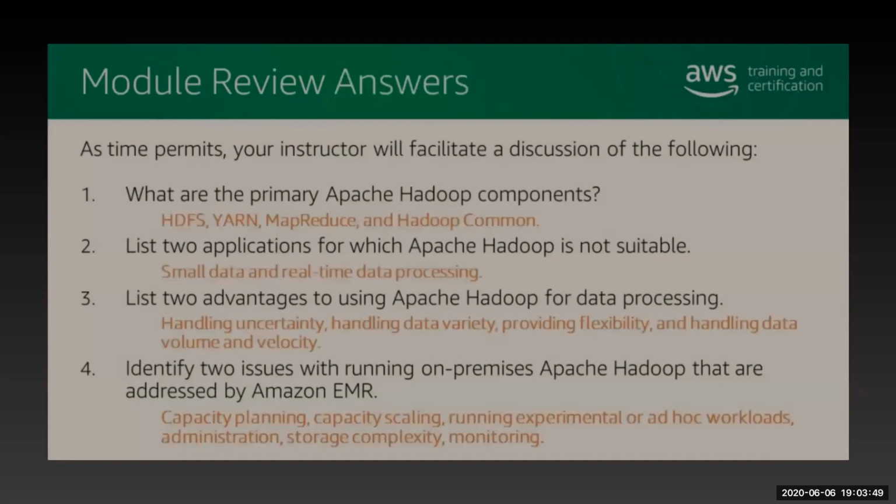Yeah. So the advantages of using Hadoop for data processing are handling uncertainty, handling different data varieties, providing flexibility, and handling data volumes and velocity. Two issues: capacity planning, capacity scaling, running experimental and ad hoc workloads, administration, storage complexity, and monitoring. Those are some of the issues of running on-premises Apache Hadoop, like Hortonworks and Cloudera, compared with the benefits of using EMR in AWS.